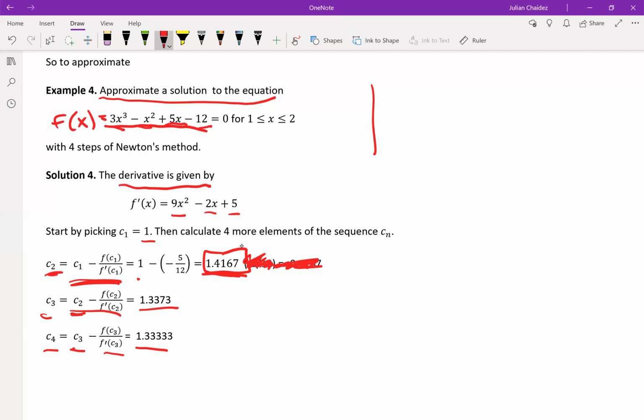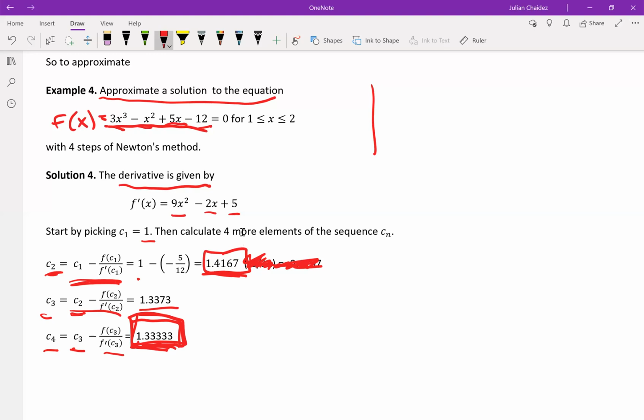And then when I go from C3 to C4, it changes very little, right? Only the 7 changes to a 3, but other than that, they're basically the same number. And so as I take higher and higher Cks, the numbers get closer and closer. So this is the 4th step that I would get, and that would be the thing I box as my answer.